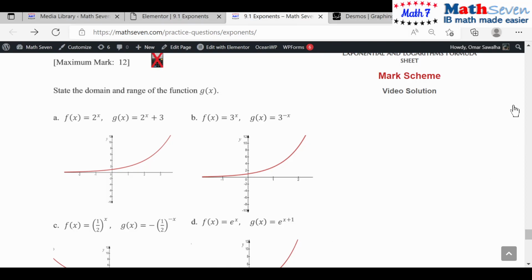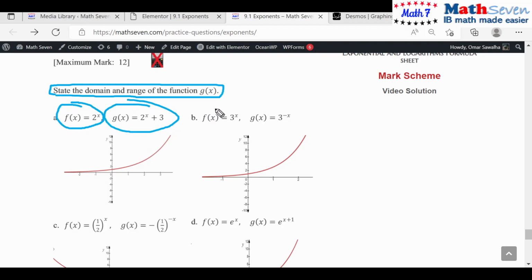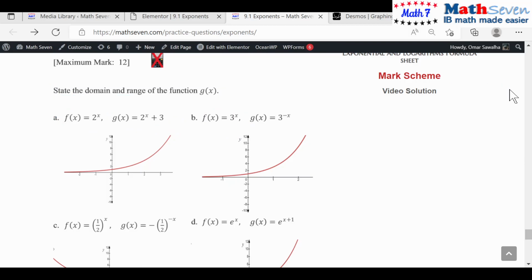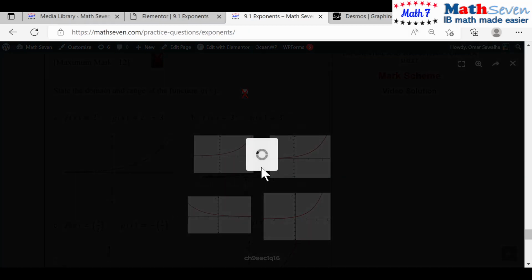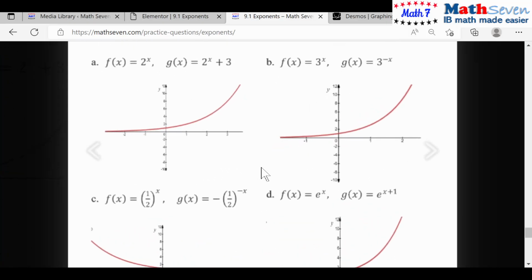State the domain. This time the question asks: state the domain and range of g of x. These are the functions they ask for. Okay, here I have f of x, here I have g of x, and so on. Let's work with the first part. Let's enlarge the question. Click on it, make it a bit bigger so that you can see it clearly.